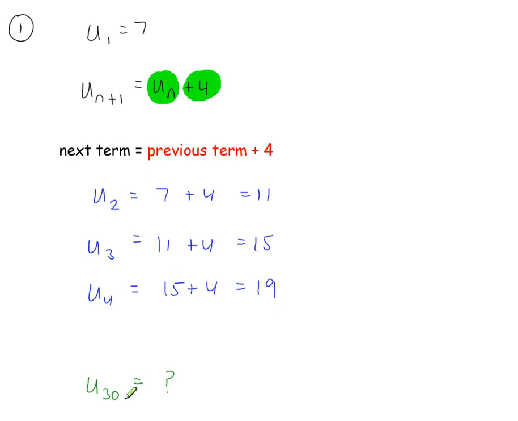But you can't work out u30 directly. There is no nth term formula here. To work out the 30th term, you have to work out all of the terms. The 4th term, the 5th, the 6th term, the 29th term, and then finally the 30th term.